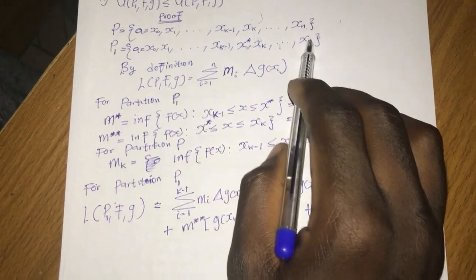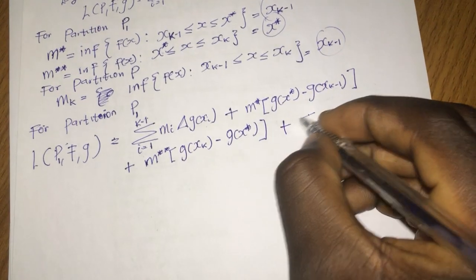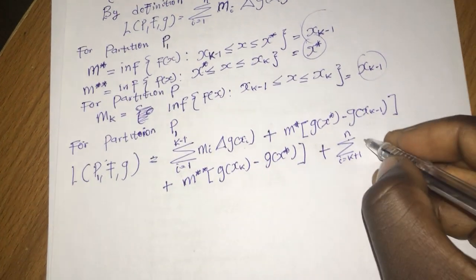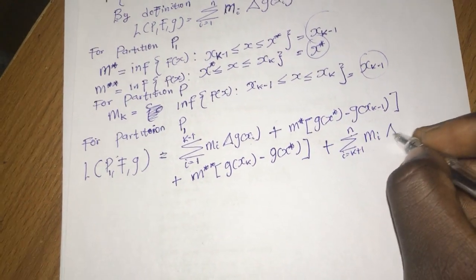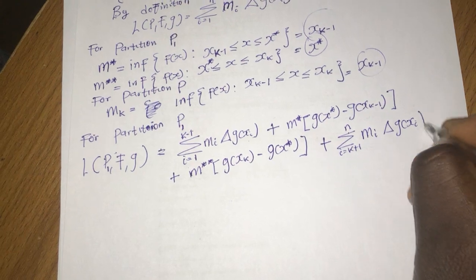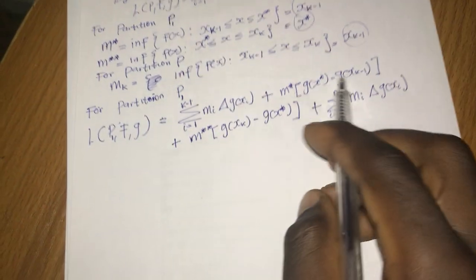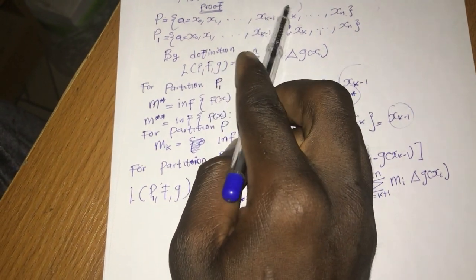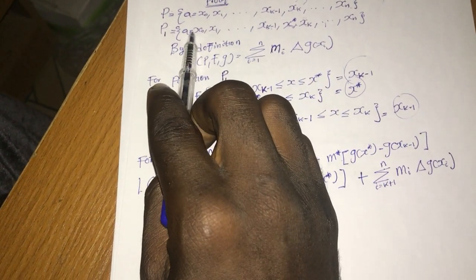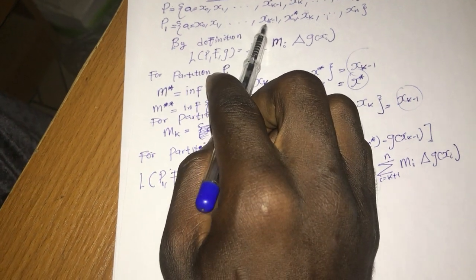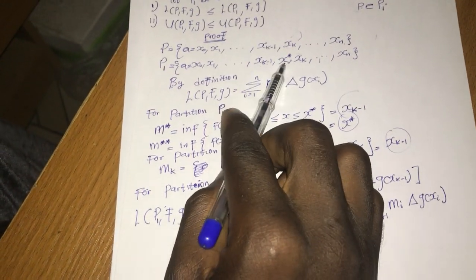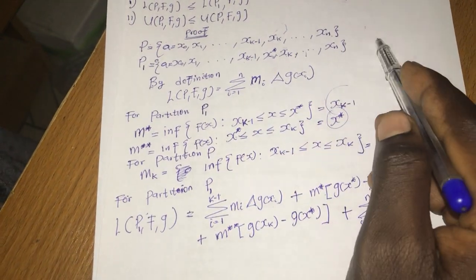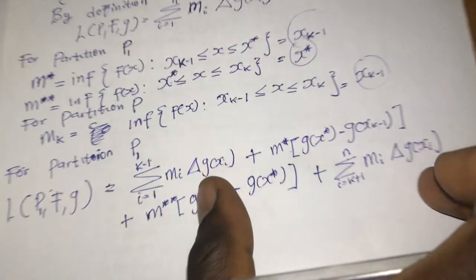Now this is the, then plus, from here now, the next one will be what? K plus 1 to what? To n. So we are going to have summation i equals k plus 1 to n. Then we have our mi delta g of xi. Now you can see there's an intervention here, so we define the lower sum to this point. Then from this point, we define the lower sum. Then from here, we define another lower sum. Then from here, continuation. So, do you get it?